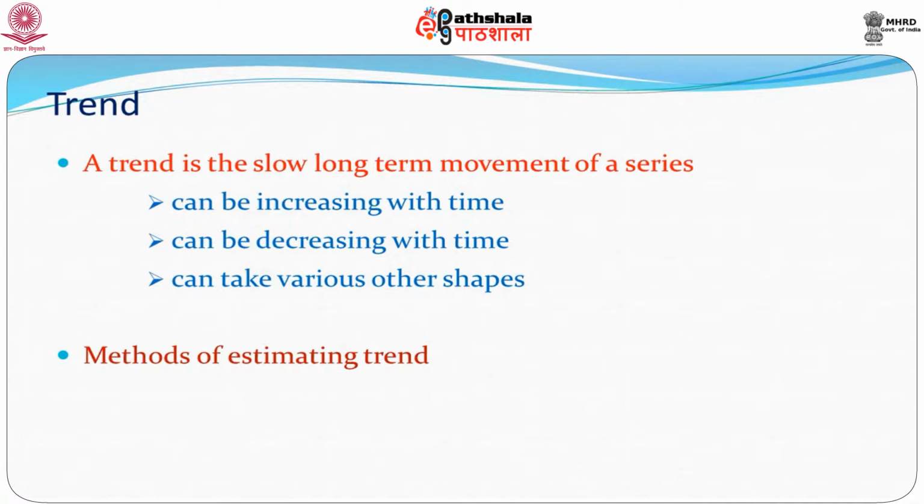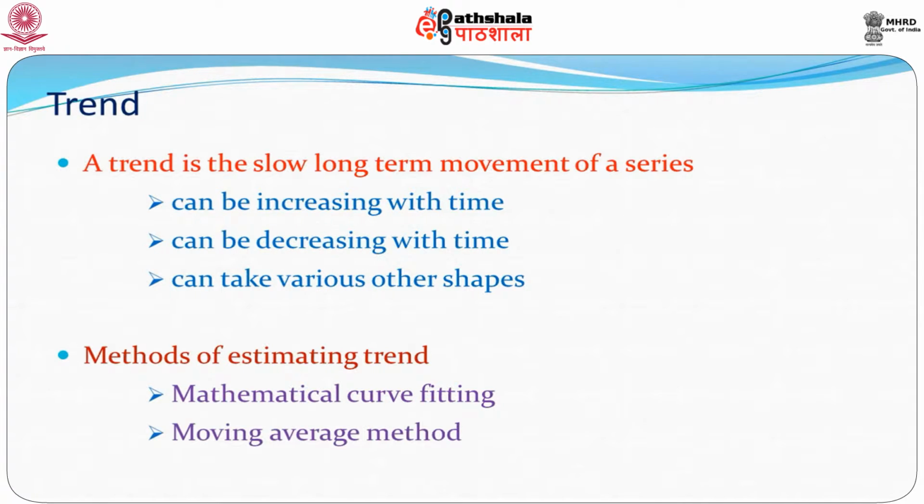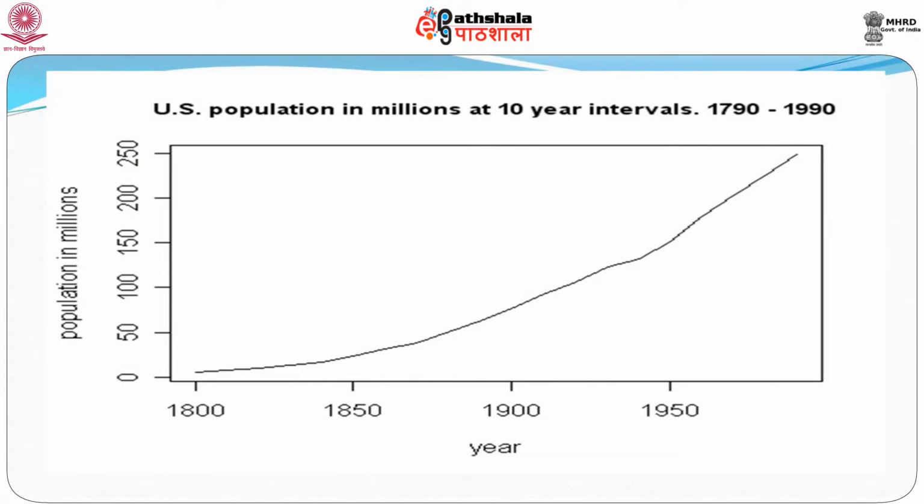So, there are various types of trend functions that we can be looking at. The methods of estimating trend are primarily two. One of them is mathematical curve fitting and the other is the moving average method. There are several other methods, but these are not as popular as these two methods. Now, what are these two methods?